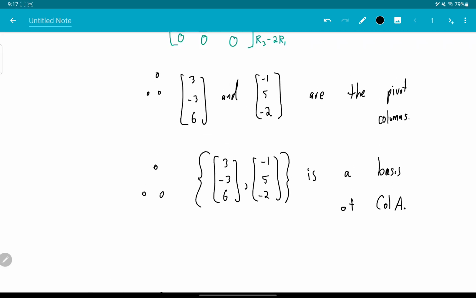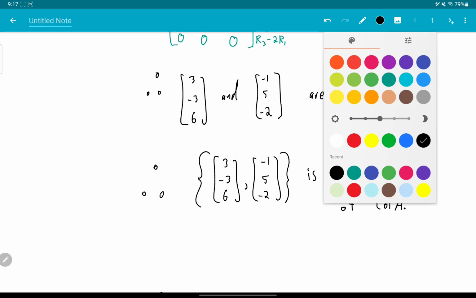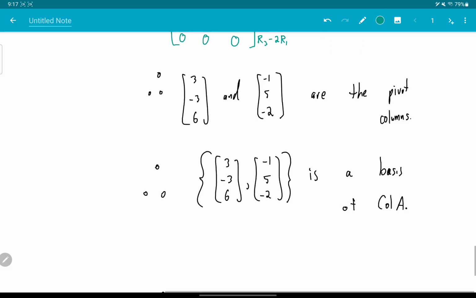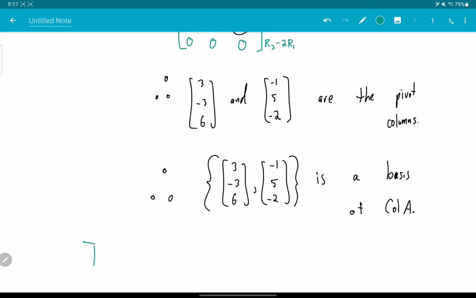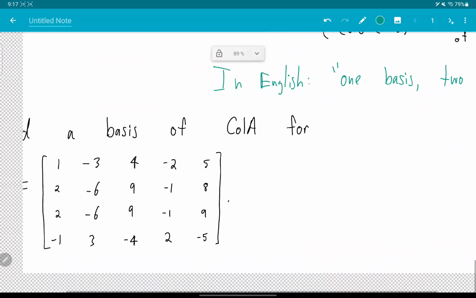Okay. Before I forget, I want to talk about some English. So I'll say in English, the singular is basis, one basis, two bases. Okay, with that English out of the way, let's try an exercise.